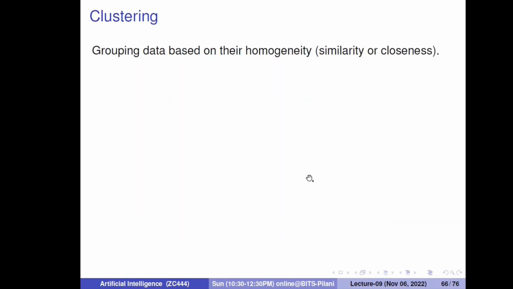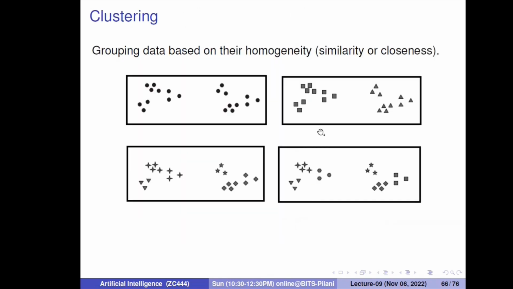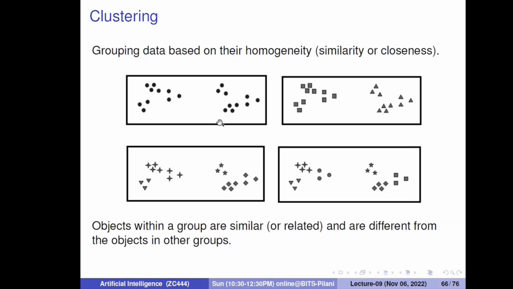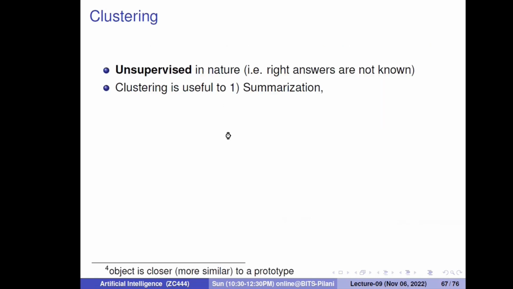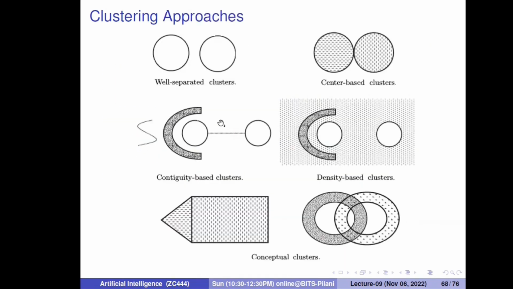The next thing that I wanted to do is clustering, and you know that clustering is a very simple thing. For example, if these items are given to you, you can say that 2 clusters are there, or 4 clusters, or 5 clusters, depending upon your requirement. So it is unsupervised in nature, and a very important thing is that the clustering approaches could be, sometimes you want to find well separated clusters, sometimes center based clustering, contiguity based clustering, density based clustering, etc.